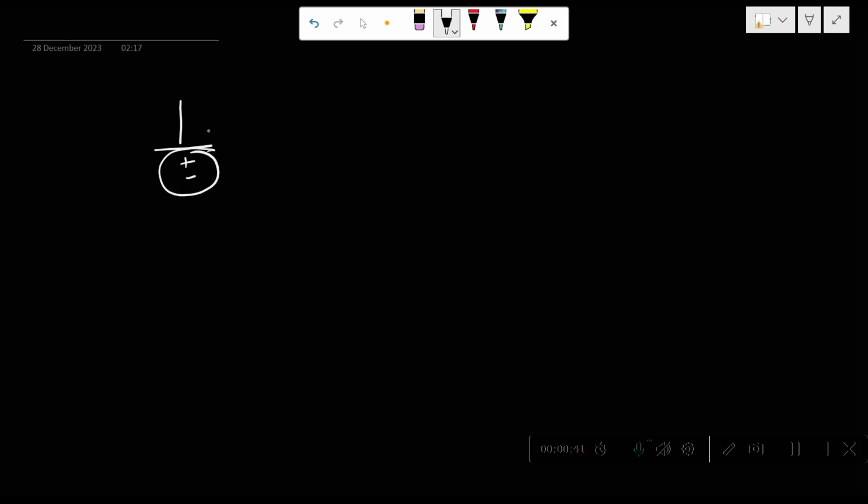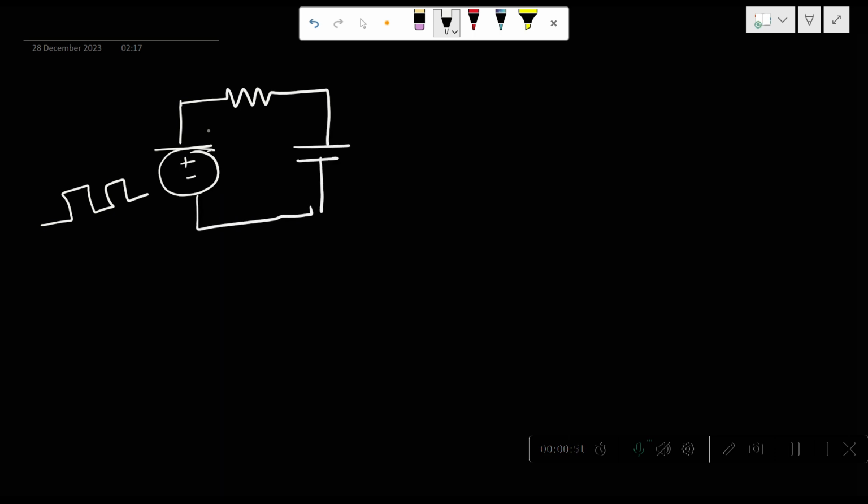Here, plus and minus. This is the pulse, and here we have an R and a capacitor C in series with it. Resistance is 1 kilo ohm and capacitance is 1 microfarad.